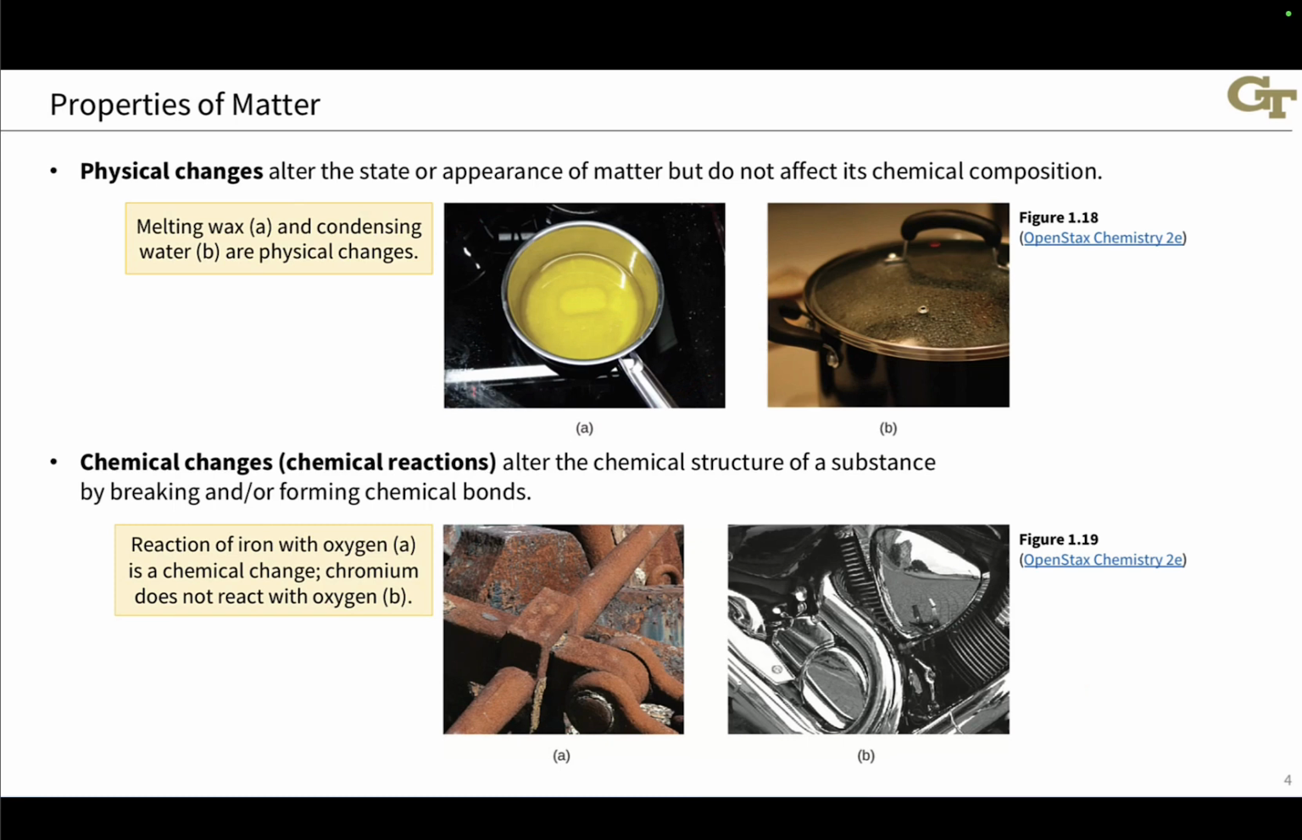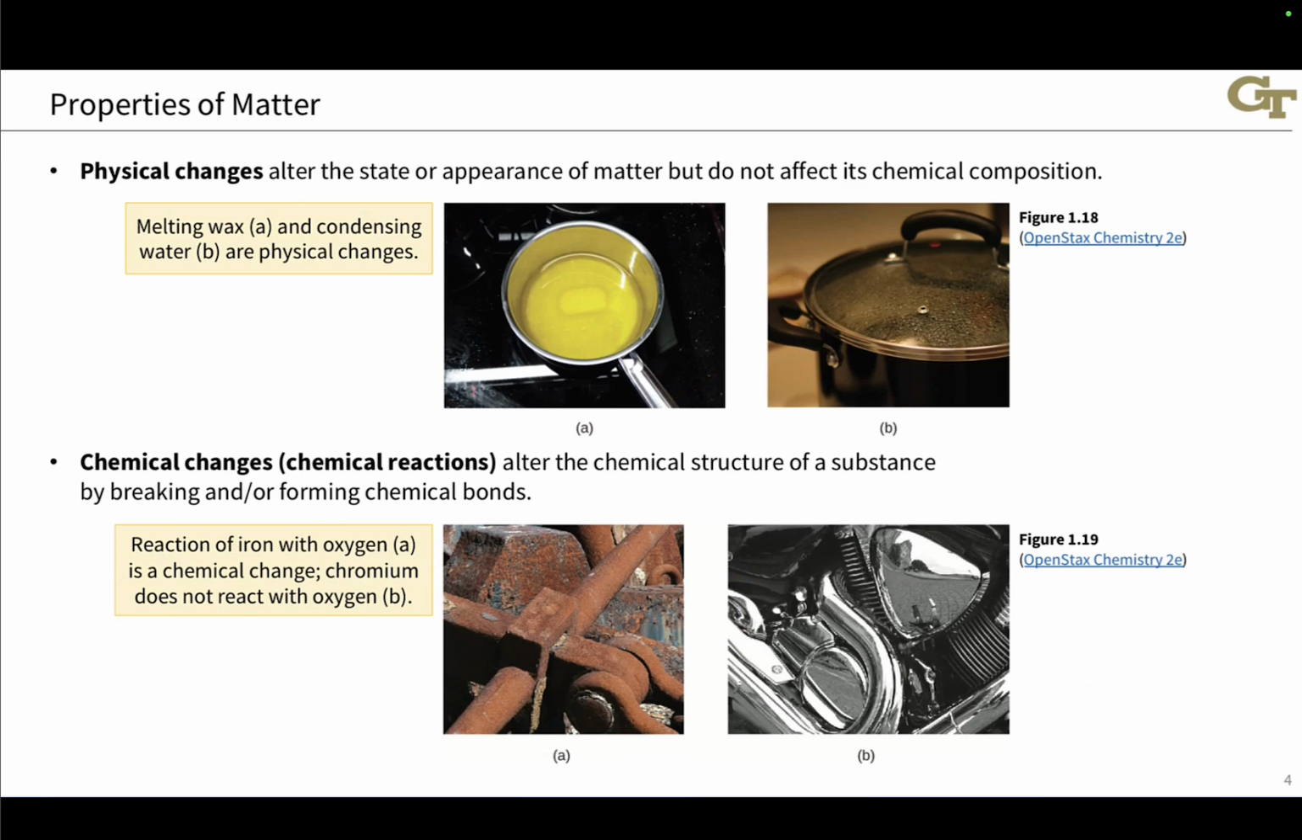Chemical changes are chemical reactions, essentially, and chemical reactions alter the chemical structure of the substance. Bonds are broken or formed. Chemical formulas change. Two examples shown on the slide. Iron reacts with oxygen to form rust, and the chemical composition of rust incorporates that oxygen. And so the iron has a different chemical formula after the rusting process. It becomes an iron oxide.